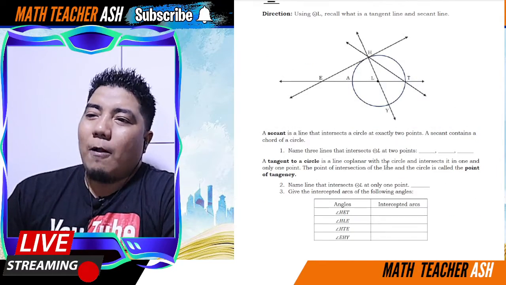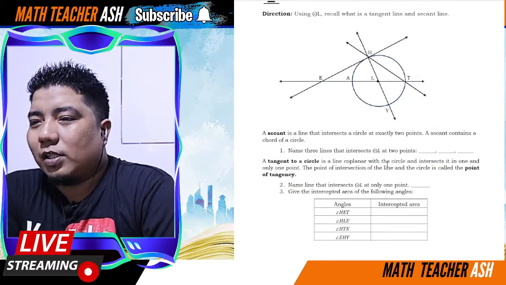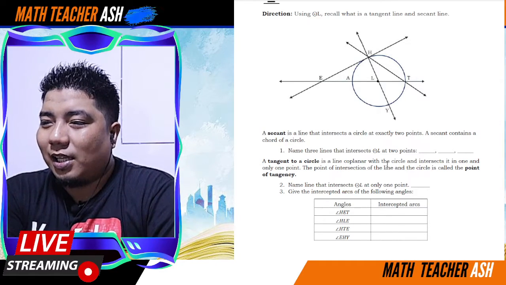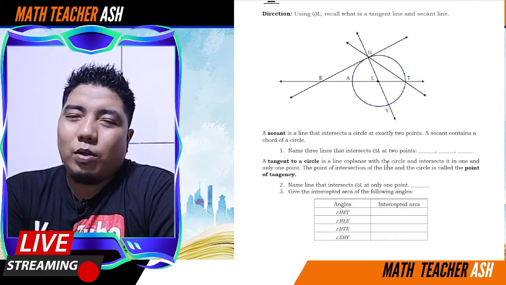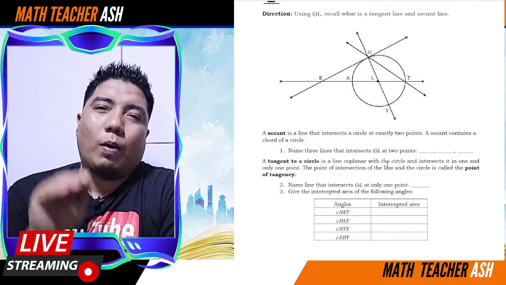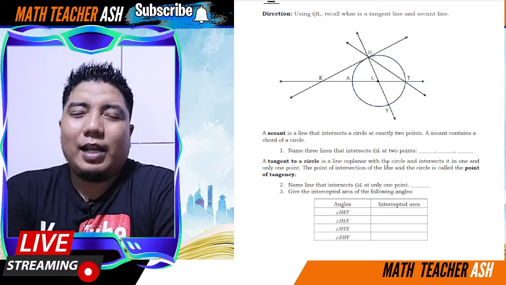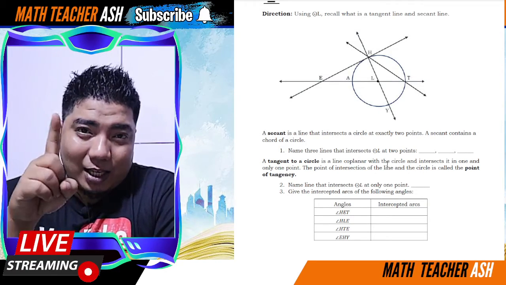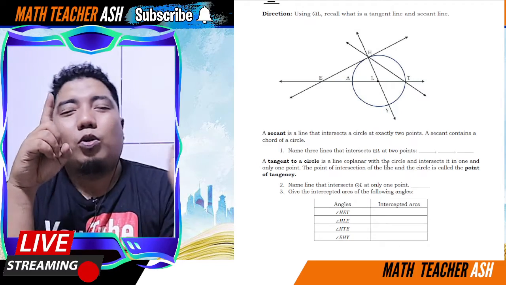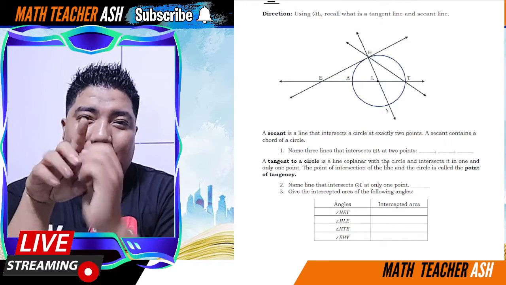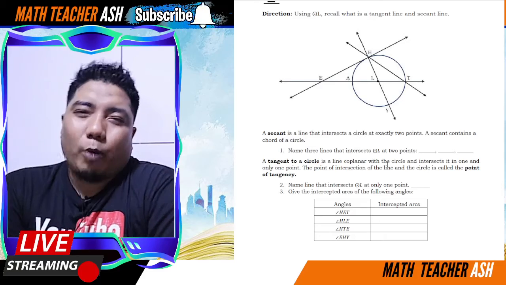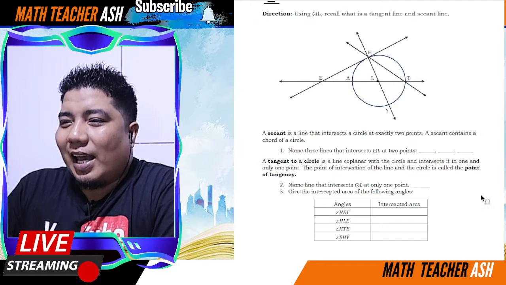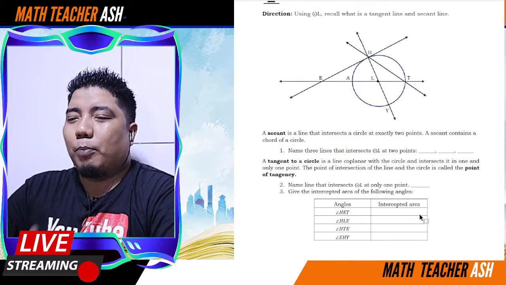Okay, next. Tangent. Tangent to a circle is a line coplanar with the circle and intersects it in one and only 1 point. Kung si secant 2 beses tumama sa circle, si tangent naman ay 1 beses lang. At ang pagtatama ng tangent line or ng line doon sa circle, yung pagtatama nila, which is that exact point, that point is what we call the point of tangency. Ayan. So, that is what we call the point of tangency.